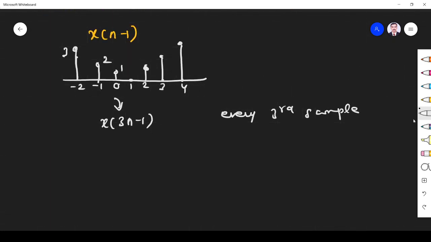So x of 3n minus 1, 0 as usual you take here from x of n minus 1. Here you take 0. Then what do we have to do? Once 0 we have taken, next we have to go for the third sample. This is the third sample that we have to take. After 3 we have to take 6. We don't have 6, so leave it.